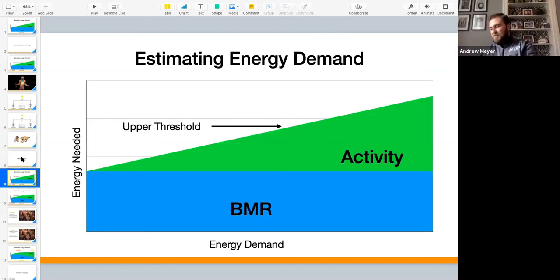Okay, let me just check my notes here to make sure we're on track. Okay, so here's our traditional model, and we've determined that there is an upper threshold. So does anyone want to, I'm just going to stop sharing my screen here for a second.